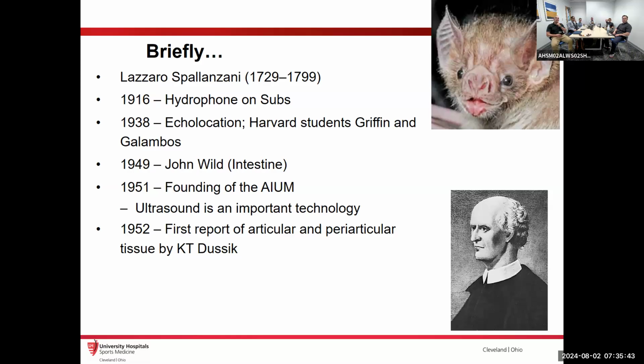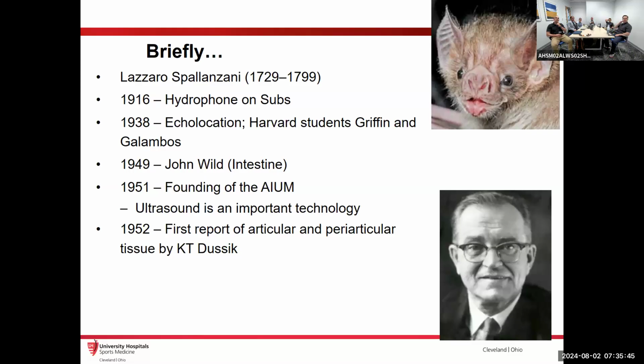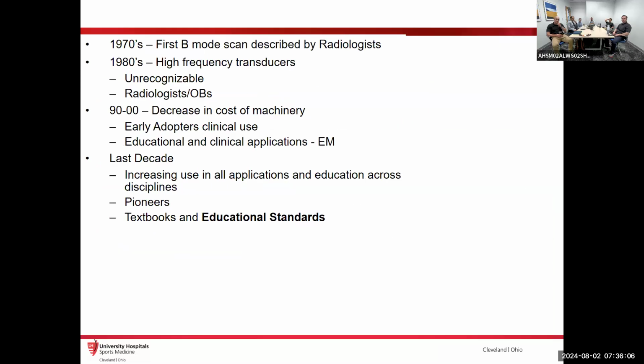About 10 years later, John Wild used ultrasound to be able to look at the intestine. 2 years later, they founded the AIUM, which is what we still use today. They realized ultrasound was going to be an important technology. And then the first report of something that we would use, articular cartilage, was by KT Dusick.